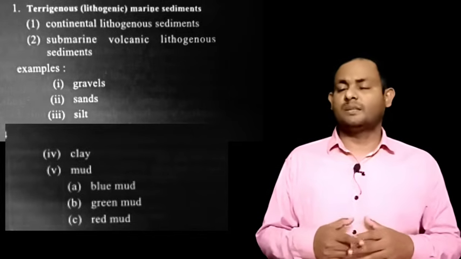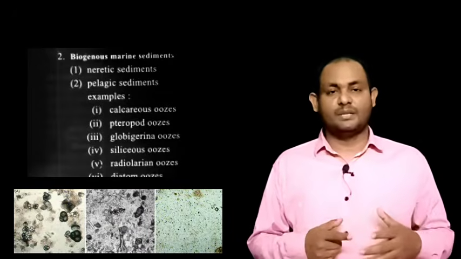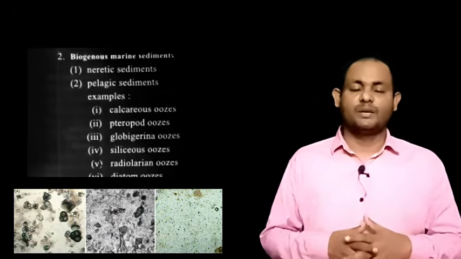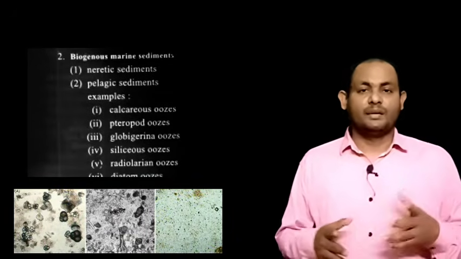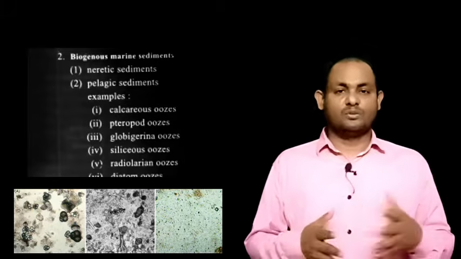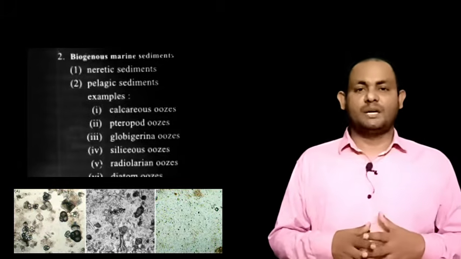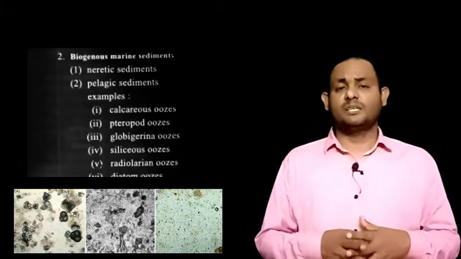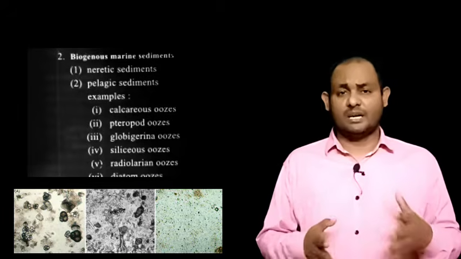And number two, there are biogenous marine sediments. There are the neritic sediments and pelagic sediments. For example, the calcareous ooze, pteropod ooze, Globigerina ooze, and siliceous ooze, radiolarian ooze, and diatom ooze.